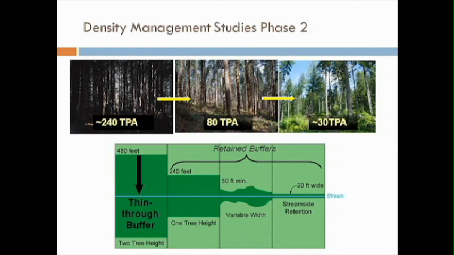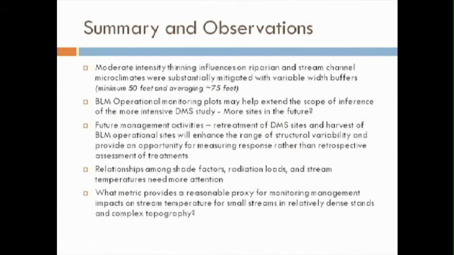And my last little slide here is where are we going in density management with phase 2? So recently, within the last 3 years, most of the sites that we dealt with early on in phase 1, we've gone in and re-thinned. Originally there were about 240 trees per acre. Our initial treatments brought them down to about 80 trees per acre in the moderate density treatment. And recently we've brought those densities down to 30 trees per acre. So the question here is, do buffers that seem to mitigate the effects of thinning effectively when you thin to 80 trees per acre, when you challenge them by thinning down to 30 trees per acre, what will be the consequences? Will those same buffer configurations be suitable? And there we go. I'll just leave it at that.